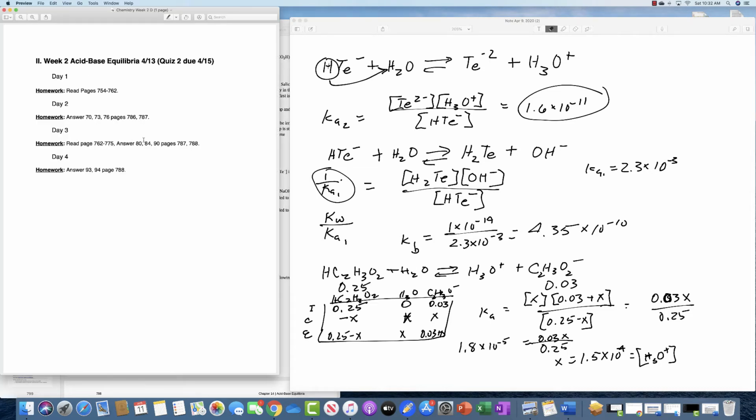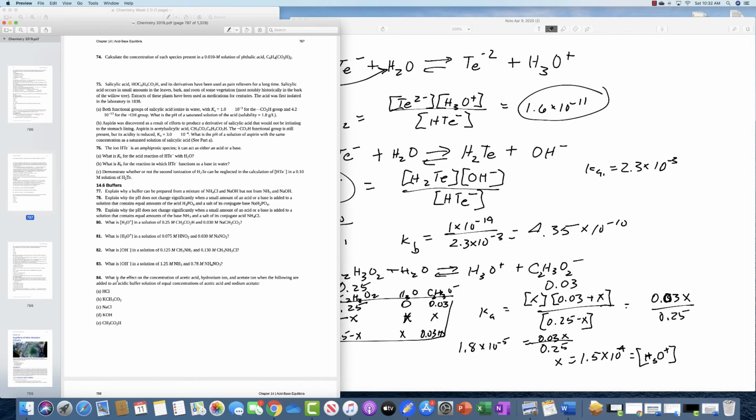The next problem is problem number 84. What is the effect on the concentration of acetic acid, hydronium ion, and acetate ion when each of the following is added to a buffer solution of equal concentration of acetic acid and sodium acetate? All right, we need to write this down.